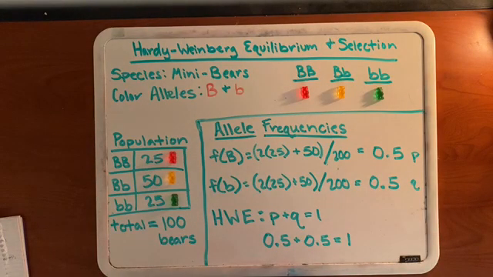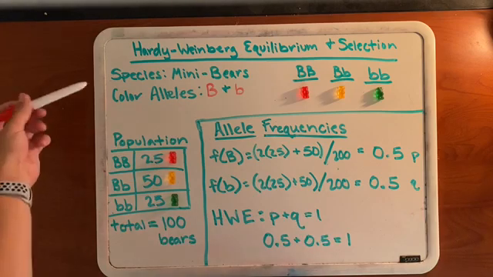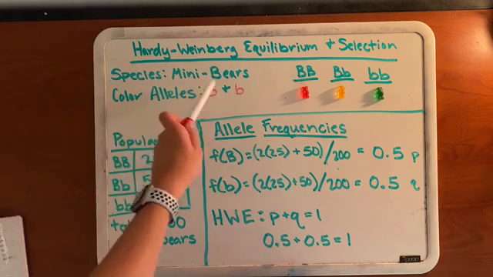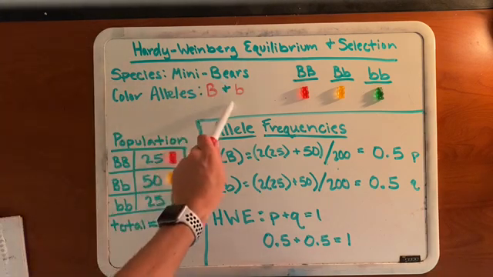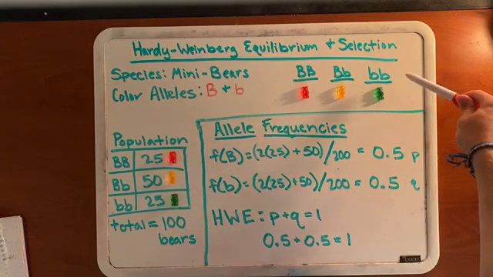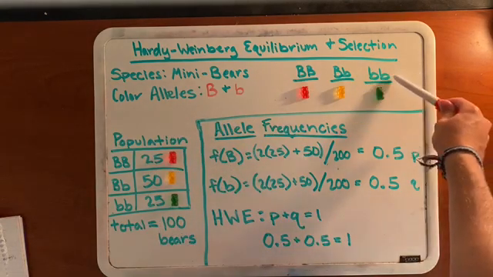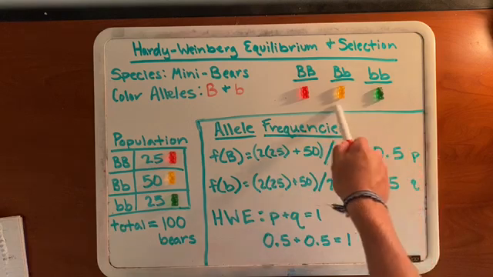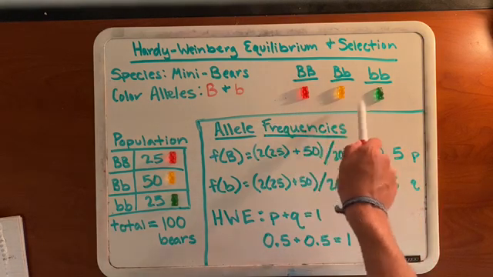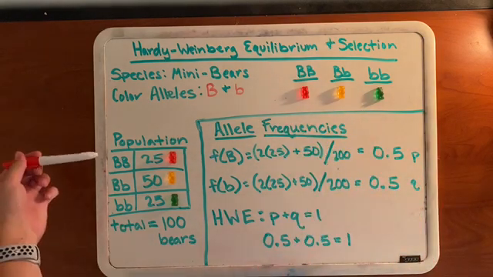So today we're going to talk about Hardy-Weinberg equilibrium and how selection may affect these equilibriums. We're going to use a fictional species called mini bears with color alleles big B and little b, and these are the three genotypes, BB, Bb, and bb, with the three phenotypes that accompany them: red, gold, and green. And over here are the population statistics.